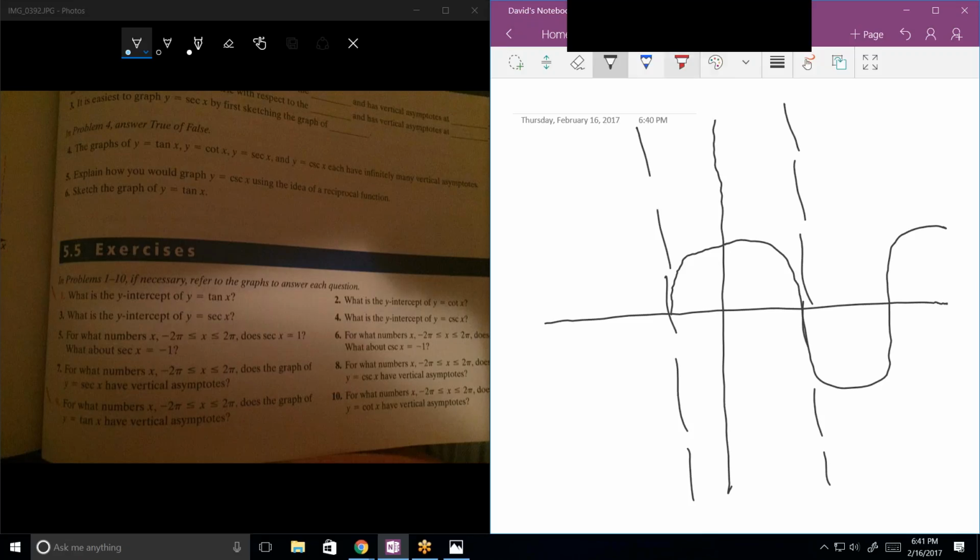And the secant sits on the peaks and the valleys of the cosine curve. And I got another vertical asymptote there because cosine is 0 there. So what's the y-intercept of secant?